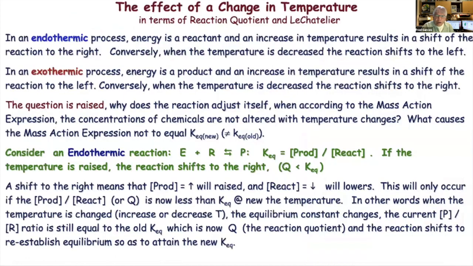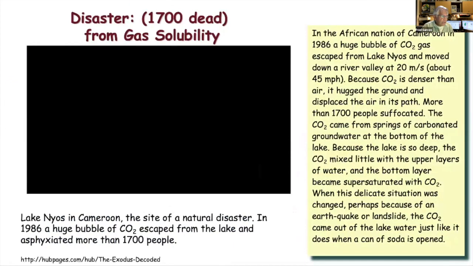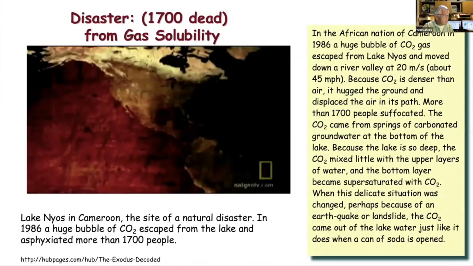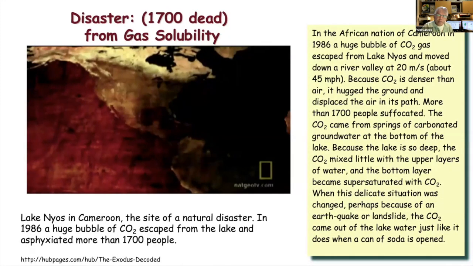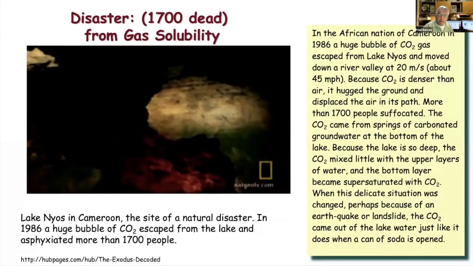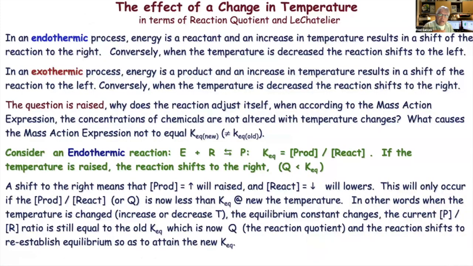Well, the reason why is because Lake Neos, in Cameroon, is actually a lake in a crater. And it's a very deep crater, and there's a lot of dissolved carbon dioxide in there. There must have been an earthquake or something that upset the balance, so now the carbon dioxide, it's like opening up your beverage, all the gas escapes.